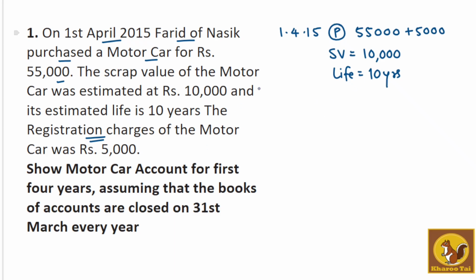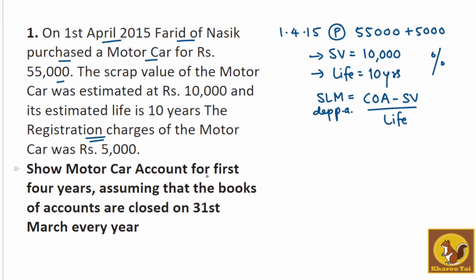And here, when scrap value and life are given and percentage is not given, we will use the formula of depreciation as per the SLM method. Cost of asset minus scrap value divided by life, we will get depreciation per annum. Correct? Then show the motor car account for the first 4 years, assuming that the books of accounts are closed on 31st March every year. So journal entries are not asked, only the motor car account we have to prepare for 4 years: 15-16, 16-17, 17-18 and 18-19.